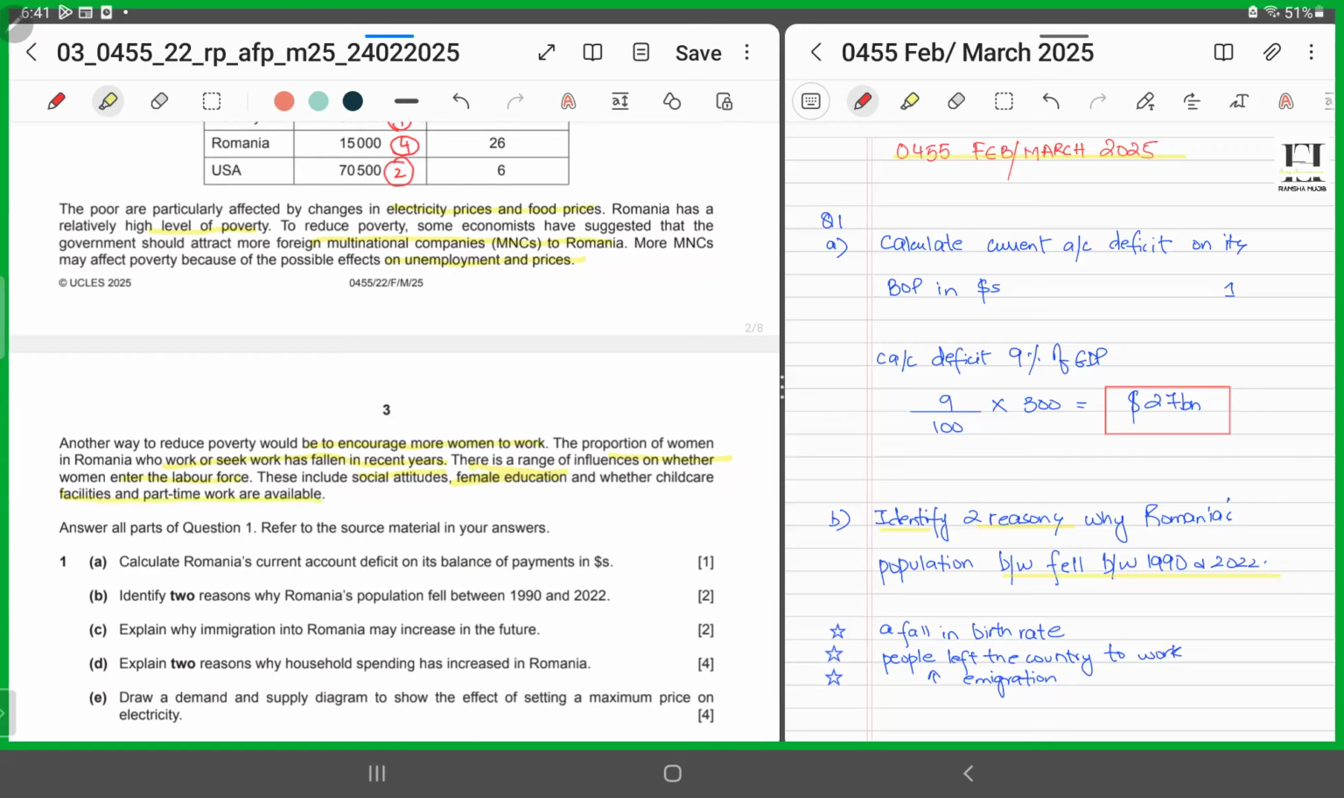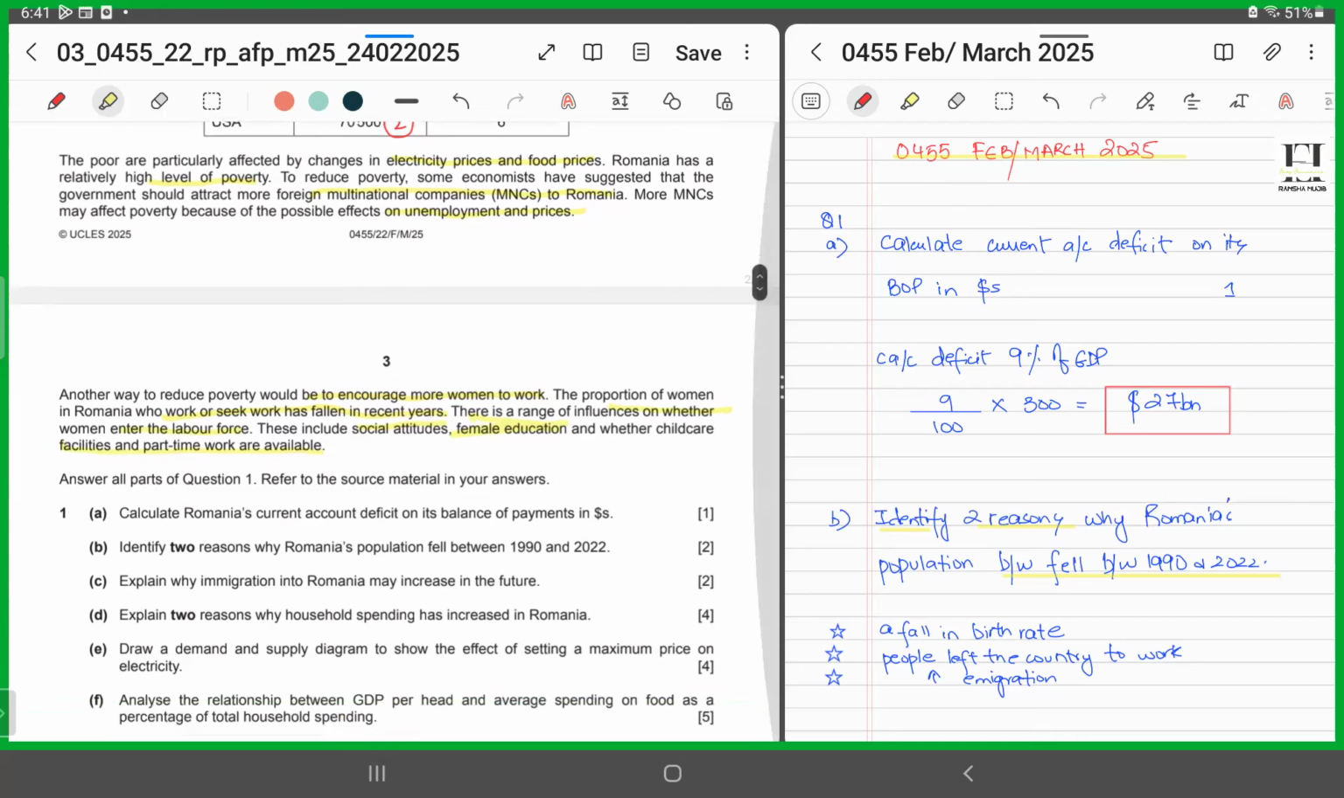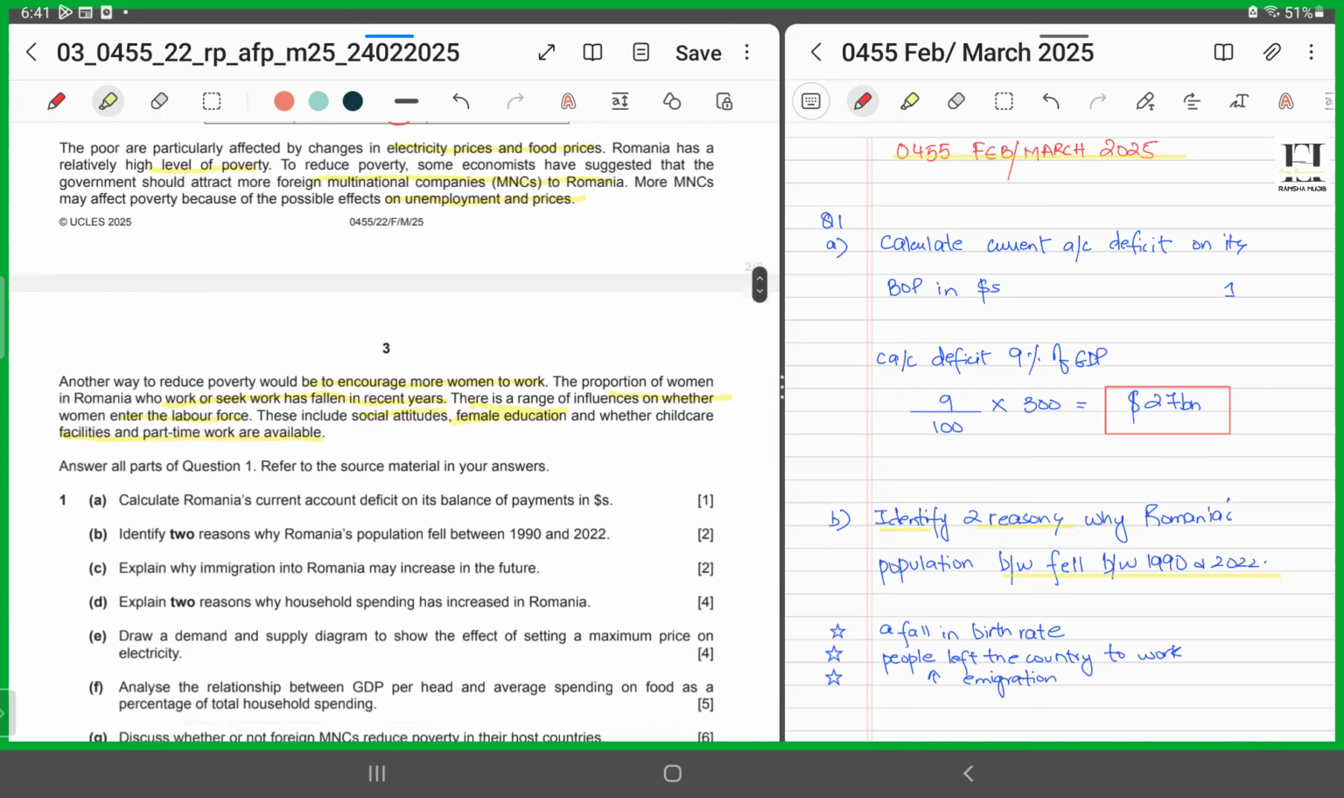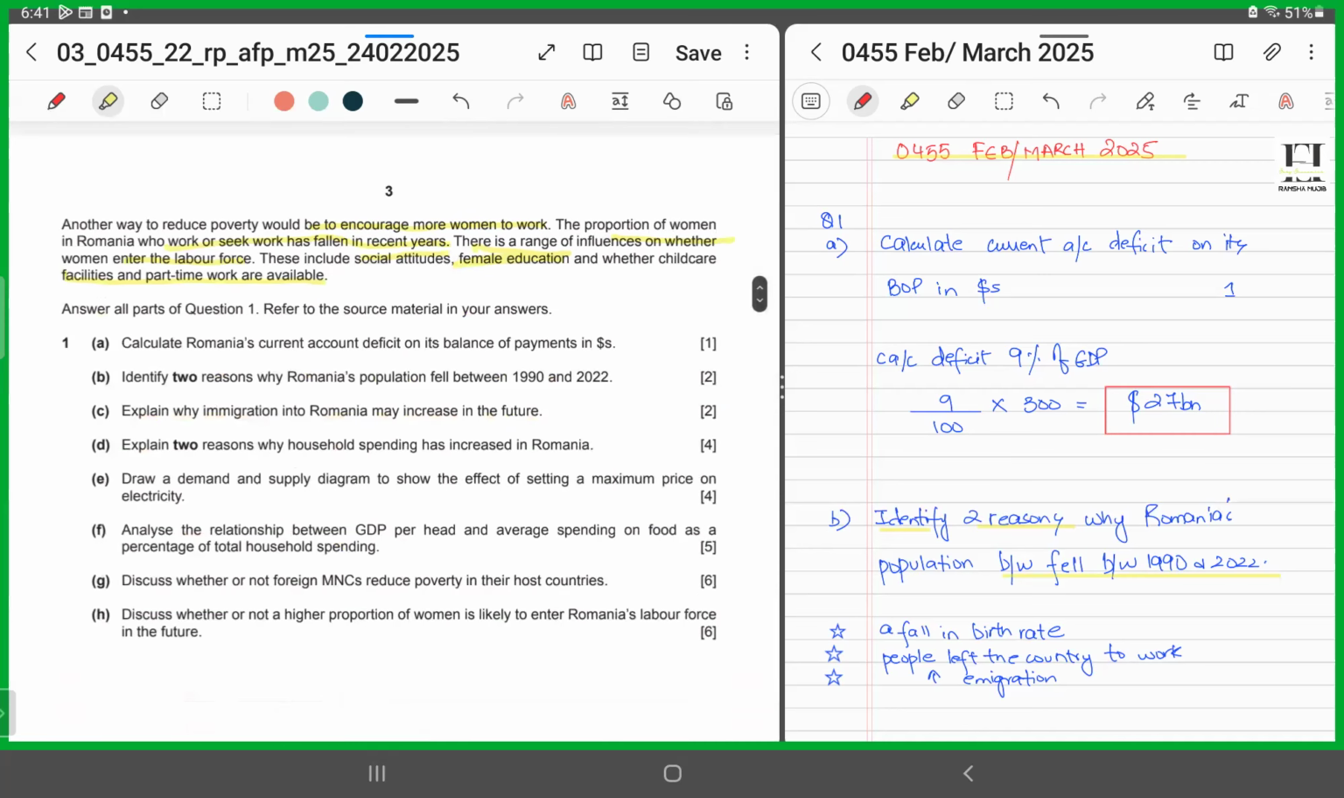So if daycare facilities are available and flexible working hours, work from home or working for fewer hours are provided to the female, the chances are high that females in Romania would be a part of the labor force. So far, so good? All right. Now, let's look at the questions. Question number 1. If you look at the right-hand side, I've solved the questions for you. So now I'll zoom in on the answers.